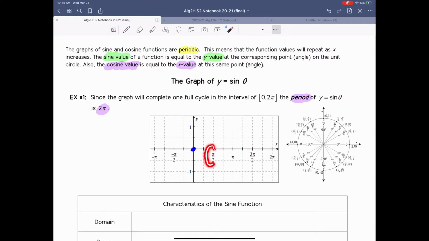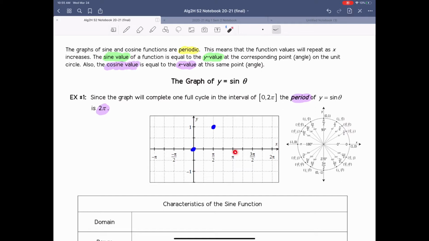We're going to look at pi over 2. So pi over 2, that's going to be this central angle right here. And this corresponds to the point on the unit circle, 0 comma 1. And since the points on the unit circle are cosine comma sine, that means that the sine of pi over 2 is going to equal 1. So at pi over 2 on my x-axis, I'm going to plot a point at positive 1. All right, let's go to the next one.